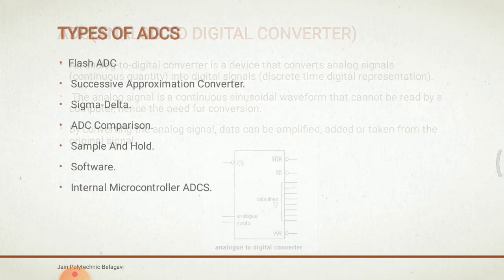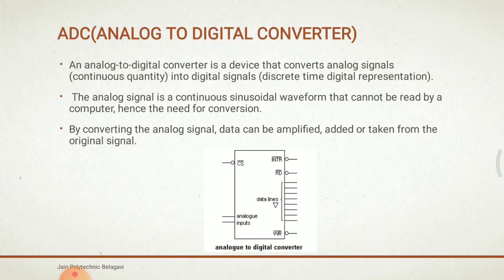So there is a symbolic representation of an analog to digital converter. You can observe here, you provide analog inputs and you take the digital output. There will be data lines, write and read. So you convert that analog signal into a digital signal, then you process it in digital equipment. In digital communication also you convert analog into digital.